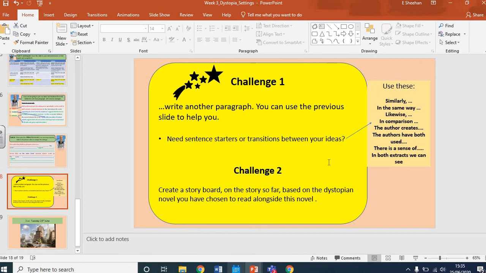And then your second challenge is to run alongside the dystopian project with the novel that you've chosen. I'd like you to create a storyboard. So storyboards were set last week, so you should be familiar with how to do that, and create it on the story in your chosen novel so far. So I would say no more than 6 to 8 individual frames for your storyboard.